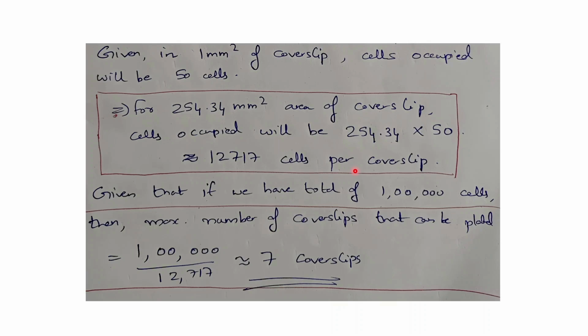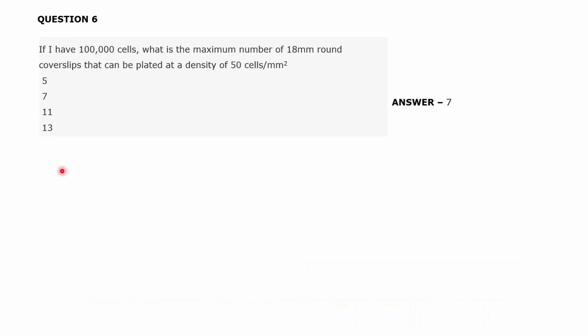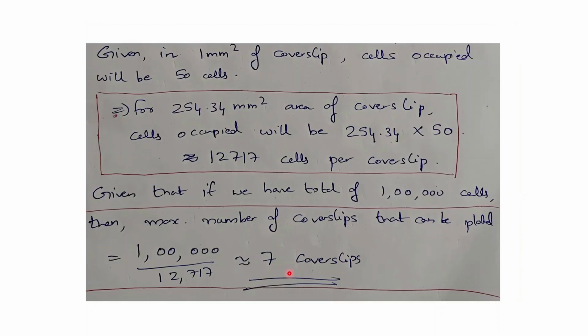You have been given a suspension of about 1 lakh cells, that is 100,000 cells. In order to calculate the maximum number of cover slips, just divide this 1 lakh by 12,717, which yields 7 cover slips. So that's the answer. If I have 100,000 cells in my hand, what is the maximum number of 80 millimeter round cover slips that can be plated at a density of 50 cells per millimeter square? The answer is 7.